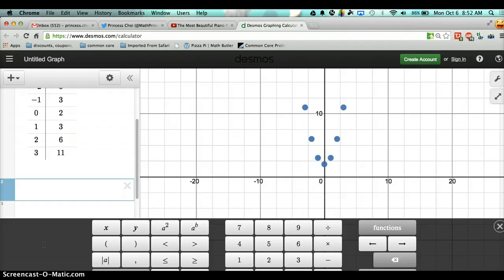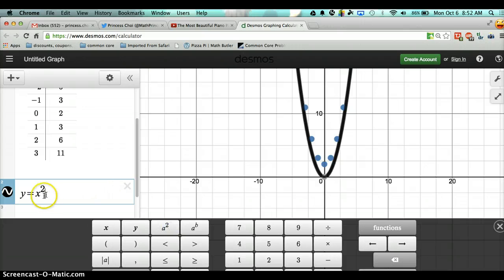Now what I'm trying to do is fit it with an equation, right? And so our original equation was x squared. And to put in the squared, I'm going to use a squared right here, okay? So now all of a sudden I got x squared. But as you can see, the black line doesn't fit the blue dots, right? So what am I supposed to do?